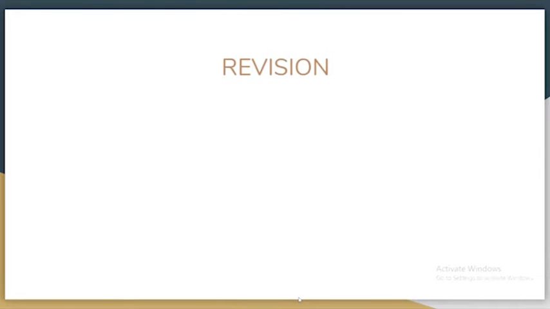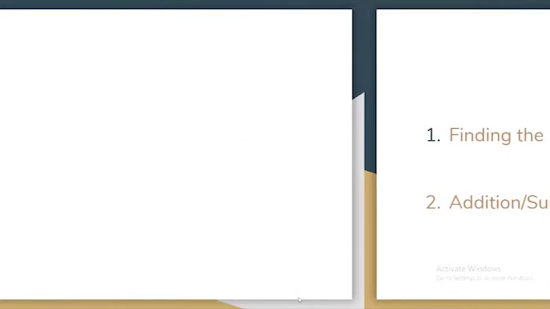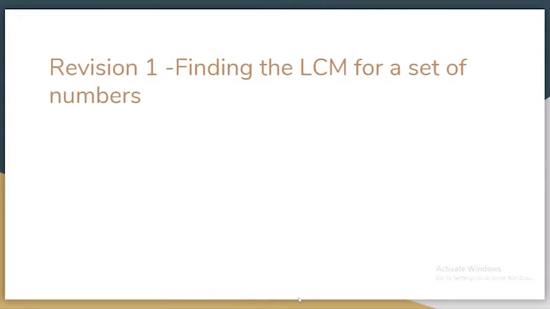Before we start, we are going to revise two main topics that are associated with algebraic fractions, namely finding the LCM of a set of numbers or terms and the addition and subtraction of fractions. First, finding the LCM of a set of numbers.